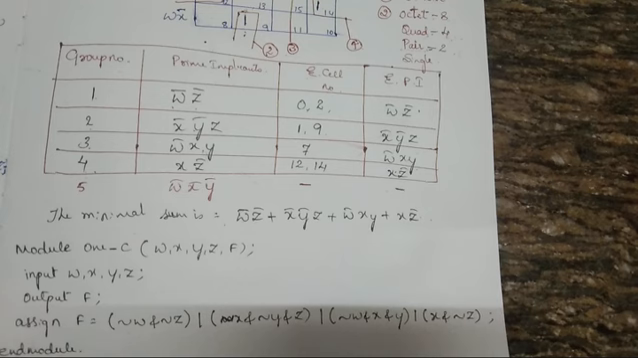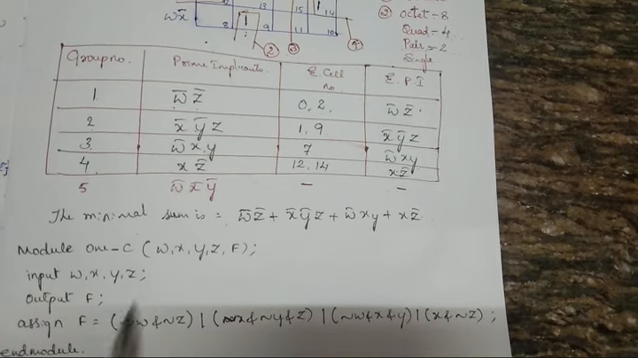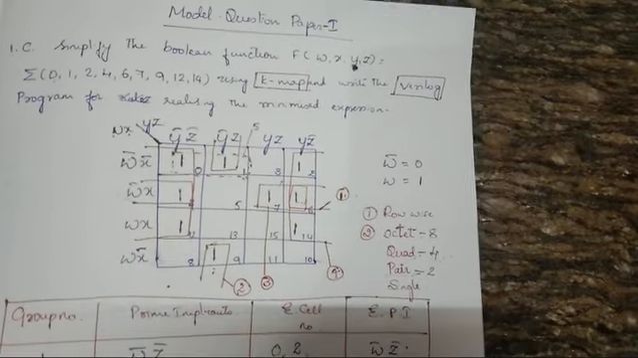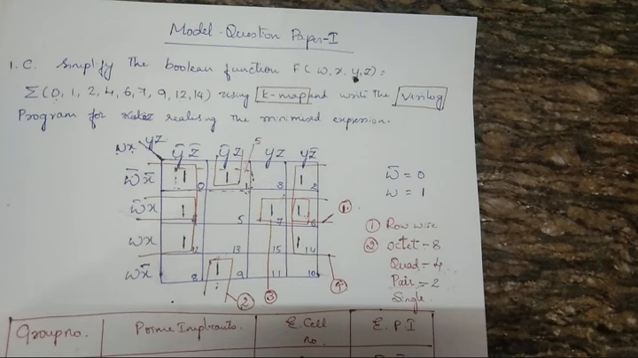Then at the last we have to write endmodule. For endmodule we should not write any semicolon, and for each of the other lines we have to write a semicolon. Write it properly, and you should not leave any space between the words end and module. So this is all about the solution of problem number 1C.